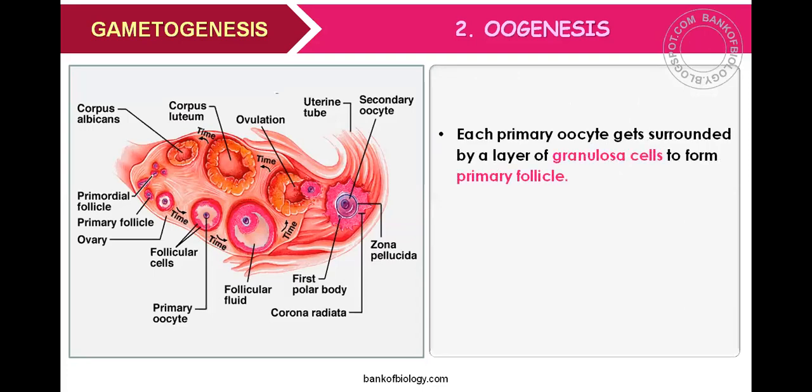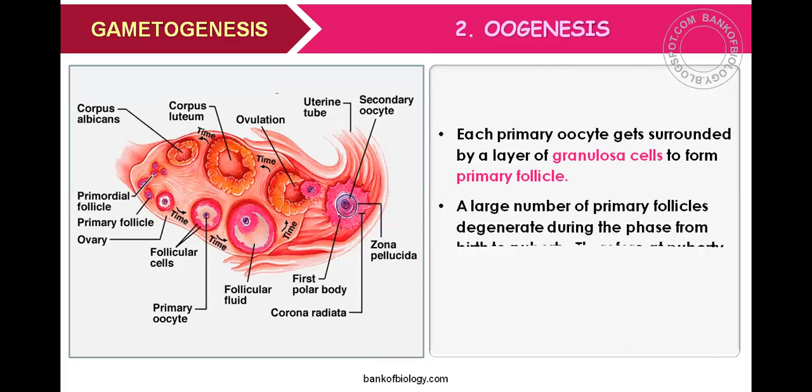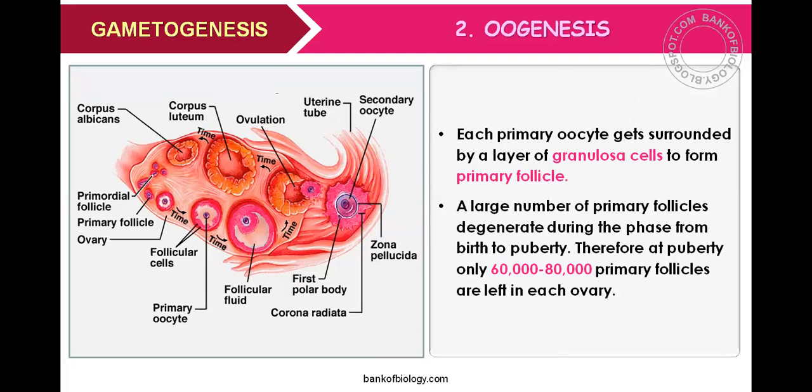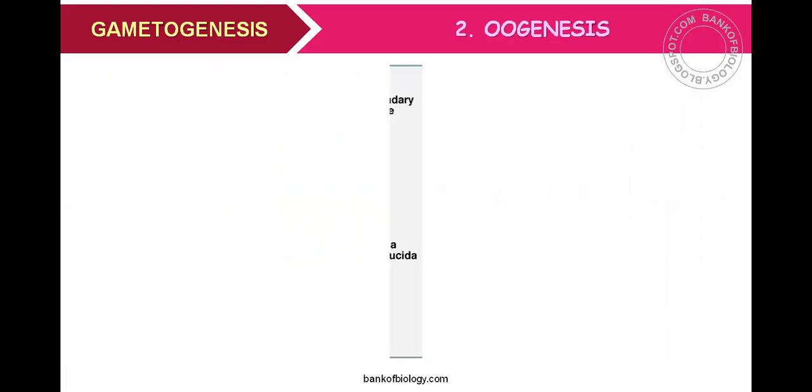Each primary oocyte gets surrounded by a layer of granulosa cells to form the primary follicle. I told you a little earlier about the primordial follicle, with simple squamous epithelium, and you can see the diagram. That becomes the primary follicle. Then the developmental stages will go on. A large number of primary follicles degenerate during the phase from birth to puberty. Therefore, at puberty, only 60,000 to 80,000 primary follicles are left in each ovary.